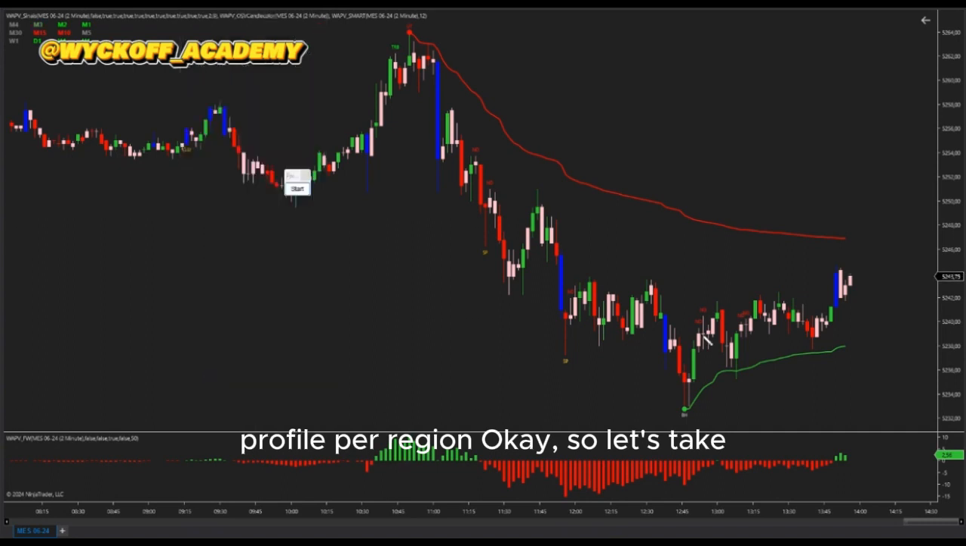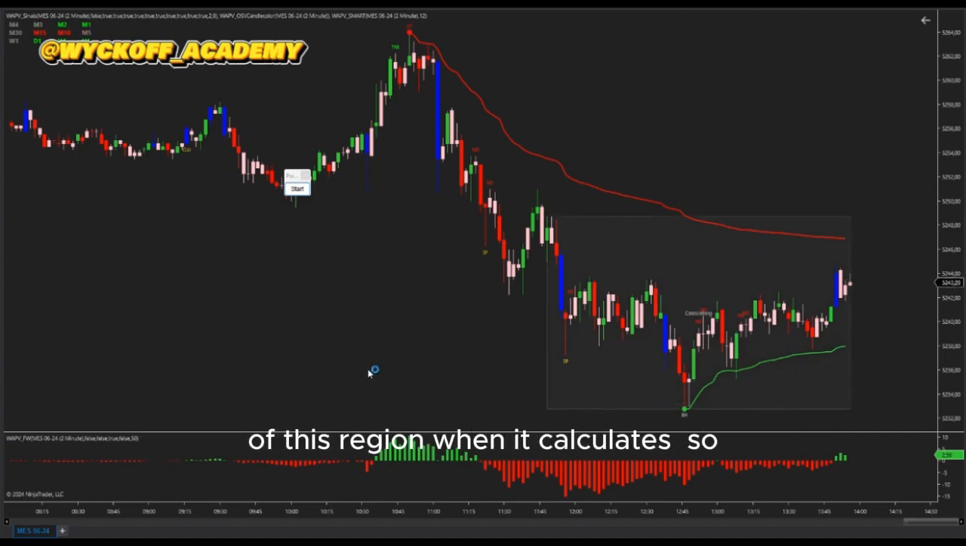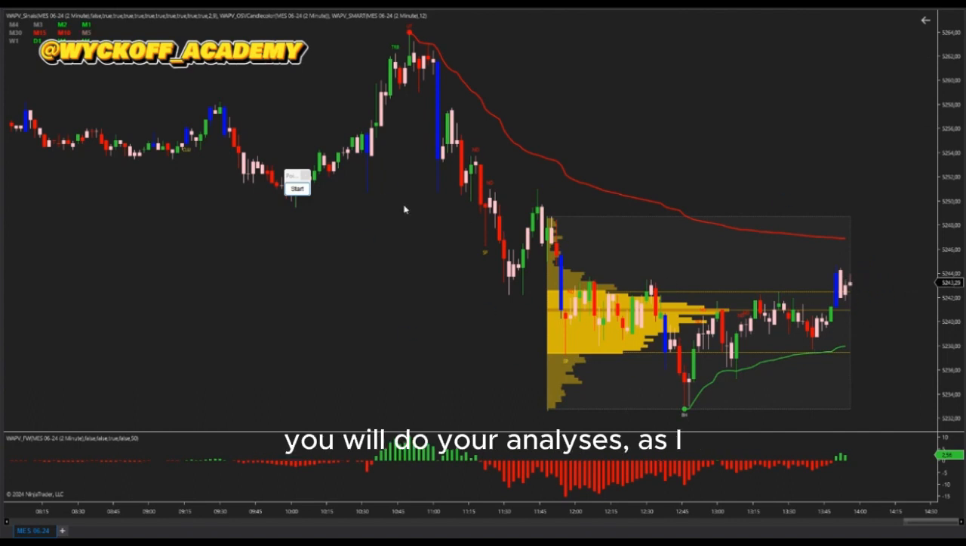Okay, so let's take an example. Let's take this bottom region here. Let's see the volume profile of this region when it calculates. So here you have the one for this region. The market starts to work above the POC, and so you will do your analysis.